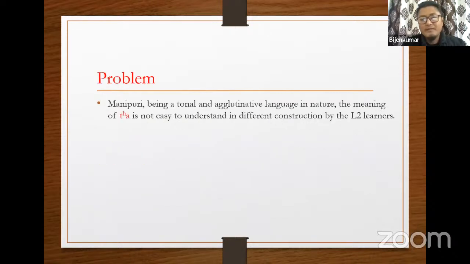And one problem that we have in Manipuri or Meiteilon is being agglutinative and tonal in nature. For a particular root Ka, it's not very easy to understand for the L2 learner, Manipuri as an L2 learner, when we use it in different contexts.